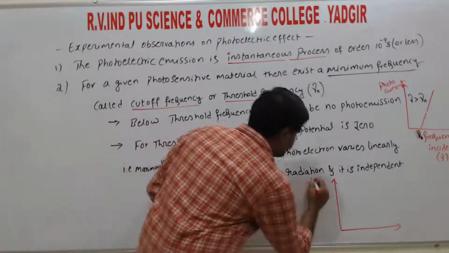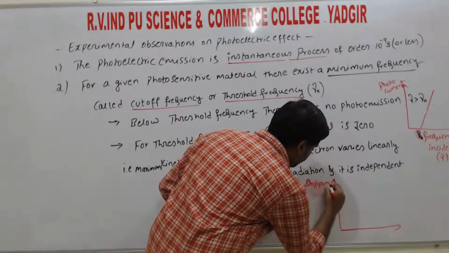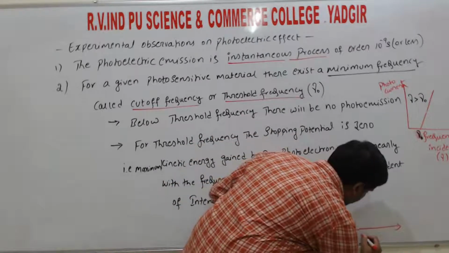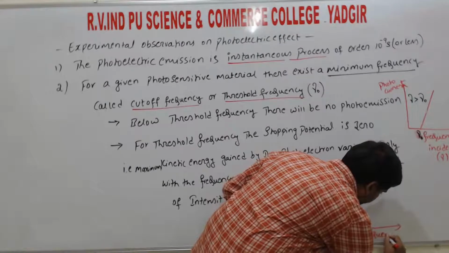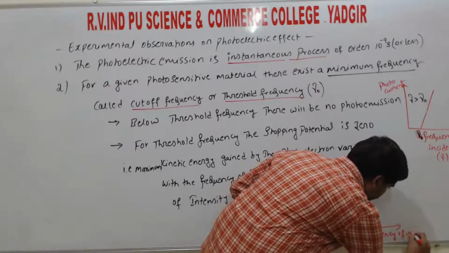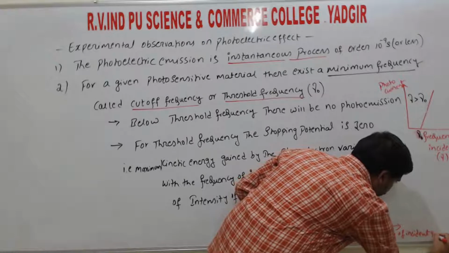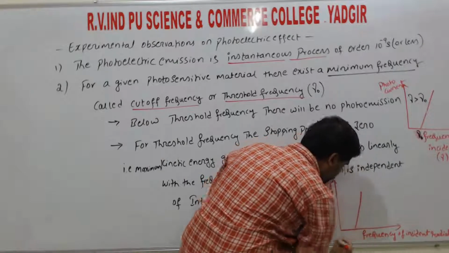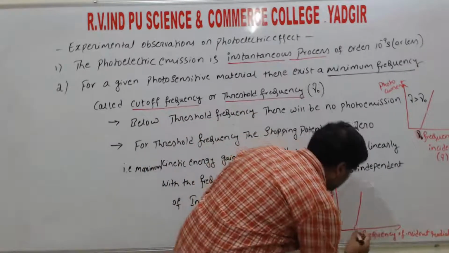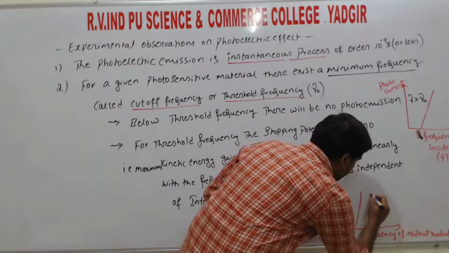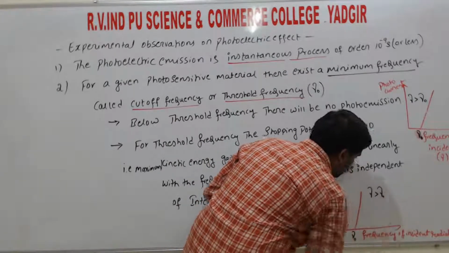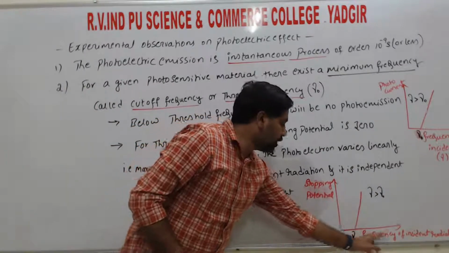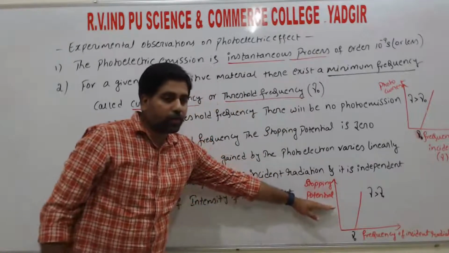Stopping potential. And here is the frequency. Frequency of incident radiation, then the curve is like this. So here this point is nu naught. Here nu is greater than nu naught, right? So this curve represents the linear curve. As the frequency increases, automatically the stopping potential increases.